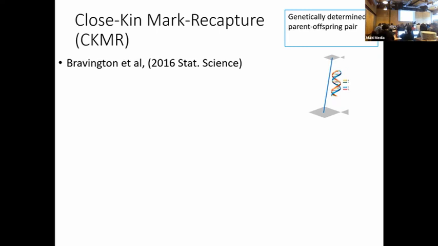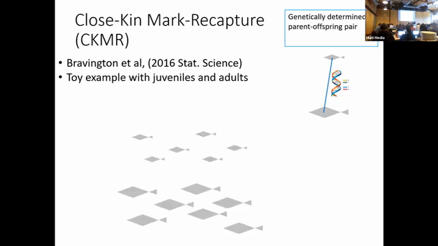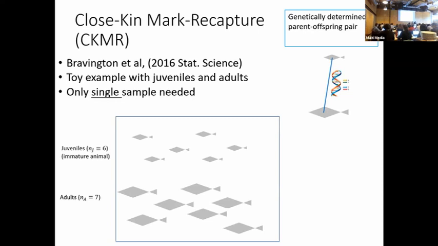Right, so then the main methodological paper is Bravington et al. in Statistical Science a few years back, which is outlining the statistical theory behind this. Bravington's toy example is a situation where you have juveniles and adults, and for this close kin to work, you only need a single sample, and that single sample can be the catches. And of course, that's why it's particularly relevant to fisheries, because you don't need a tagging phase.